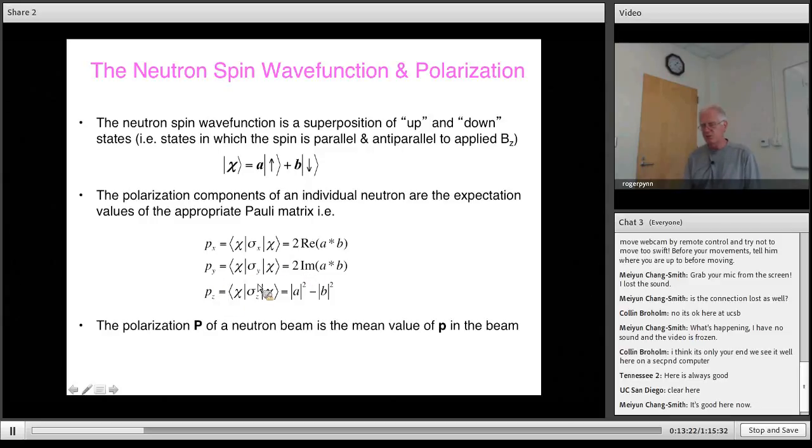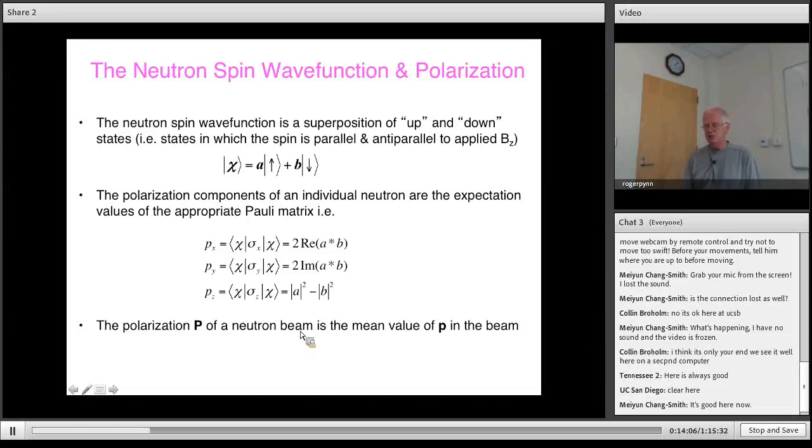And the reason it's not a useful thing to do is that you can't simultaneously measure all 3 of these for a single neutron. For a single neutron, remember, each one of these 2 states is an eigenstate of sigma z, but it's not an eigenstate of sigma x or sigma y. So for a single neutron, this is what you're tempted to do, which is to say that this is a classical vector, but it doesn't work. But you can define it for a neutron beam because you can measure it.